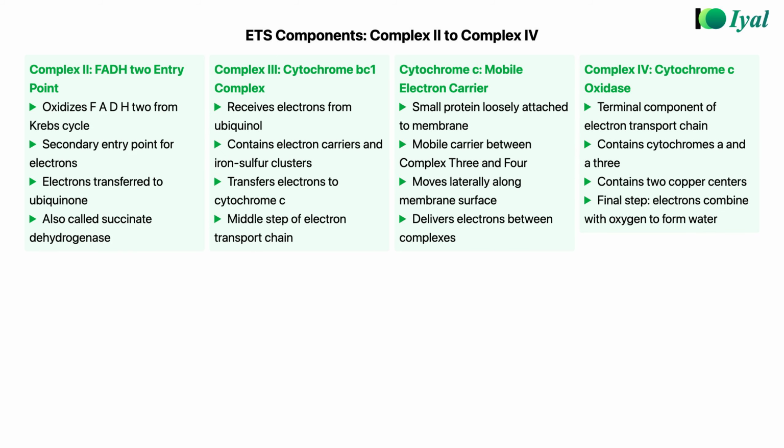Finally, complex 4, cytochrome oxidase. This is the end of the line. Electrons reach here from cytochrome c. Complex 4 has cytochromes a and a3 and copper centers. Here at complex 4, the electrons from cytochrome c are finally passed to oxygen. Oxygen accepts these electrons. Oxygen gets reduced. Electrons combine with oxygen and hydrogen ions to form water, H2O. This is where oxygen finally comes in. This is why oxygen is essential. This is the terminal electron acceptor step.